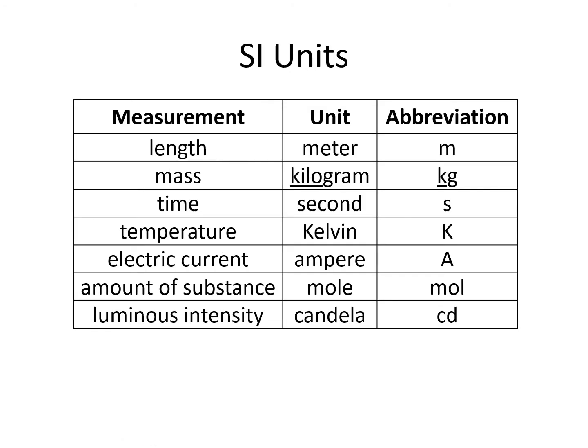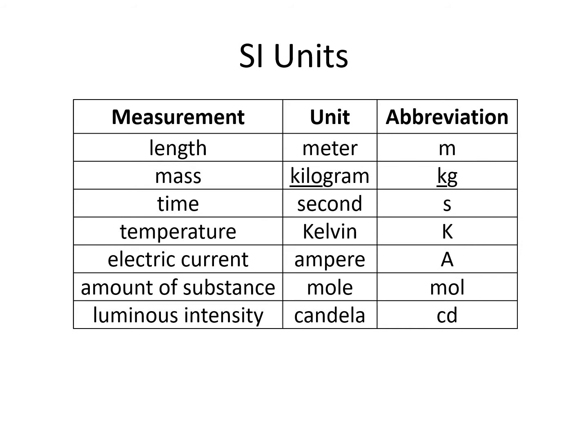There are 7 official SI units. SI stands for Système International and is the official set of units that all scientists use. The unit for length is the meter, abbreviated m. The unit for mass is the kilogram, abbreviated kg. The unit of time is the second, abbreviated s.